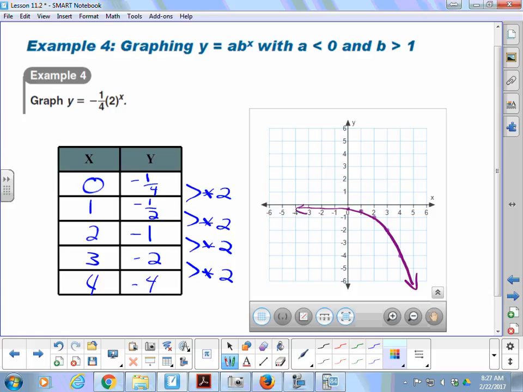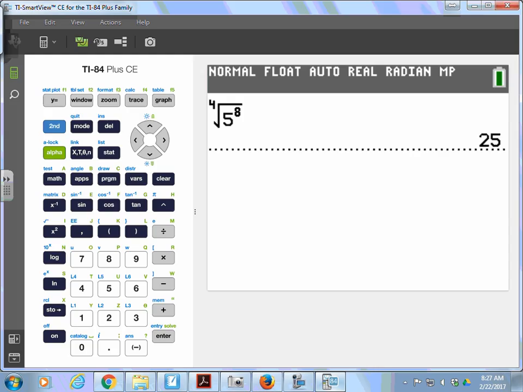So that's the easiest way to graph these, right? Graph your y-intercept, find the y-intercept first, okay? And then whatever b is, we multiply it by that number. Okay? So if we put this in our calculator, okay?